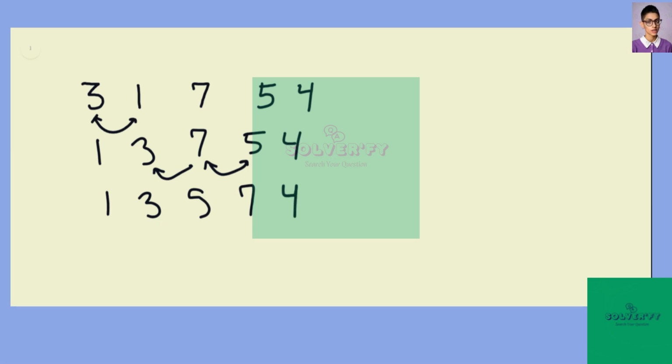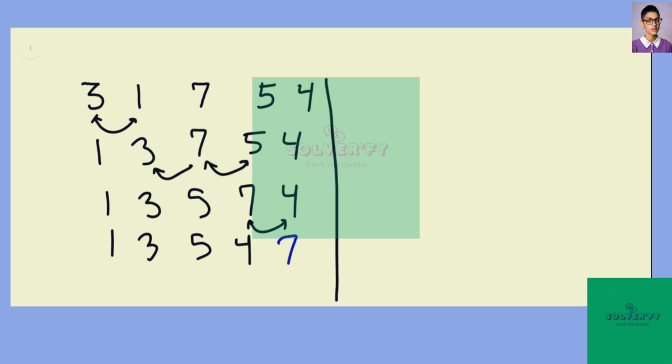And lastly, we'll compare the last elements. We compare 7 to 4 and see that 7 is greater than 4, so we swap them. Now the 7 is guaranteed to be in the correct spot and no longer needs to be checked.